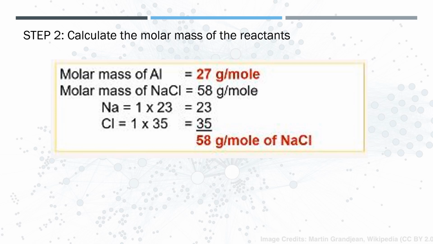Now, for the second step, calculate the molar mass of the reactants. So we have aluminum equals 27 grams per mole, and the molar mass of the sodium chloride is 58 grams per mole. 58 grams per mole is obtained from the sum of the molar masses of sodium and chlorine. For sodium we have 1 times 23 equals 23 grams per mole, and for chlorine 1 times 35 equals 35 grams per mole. And the total of 23 and 35 is 58 grams per mole of sodium chloride.